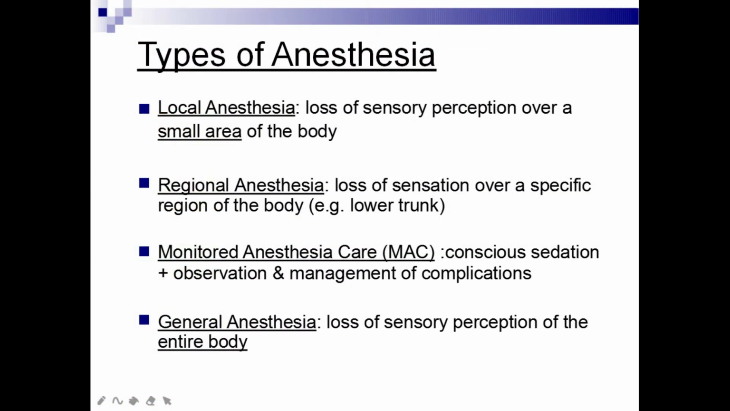Types of anesthesia. Local anesthesia, loss of sensory perception over a small area of the body. Regional anesthesia, loss of sensation over a specific region of the body, such as the lower trunk. Monitored anesthesia care, MAC, conscious sedation, observation and management of complications. General anesthesia, loss of sensory perception of the entire body.